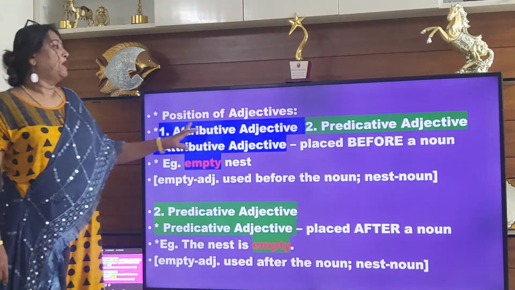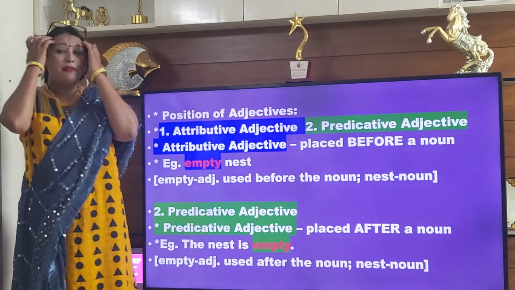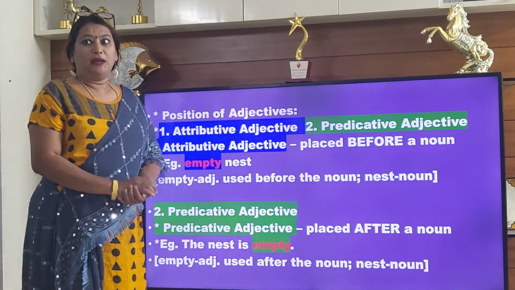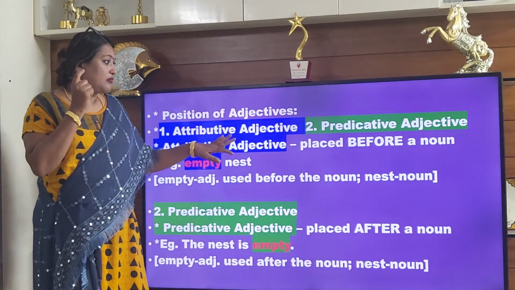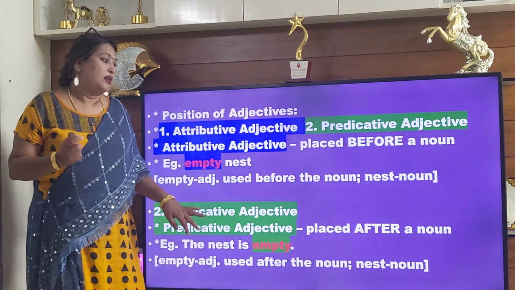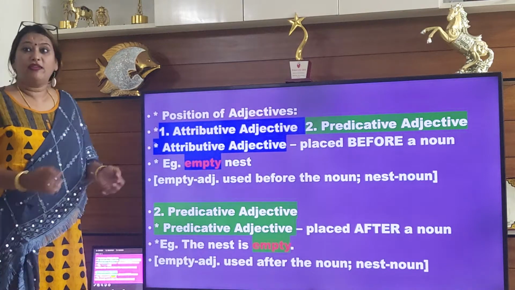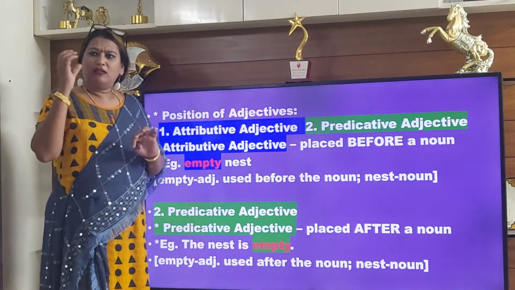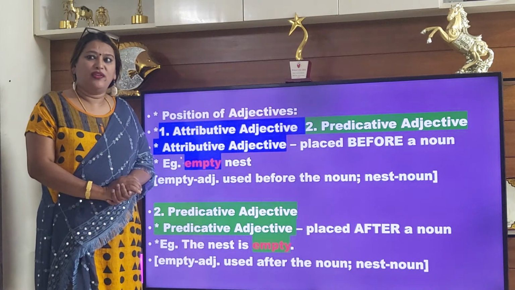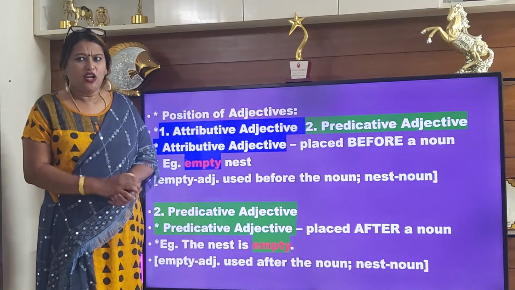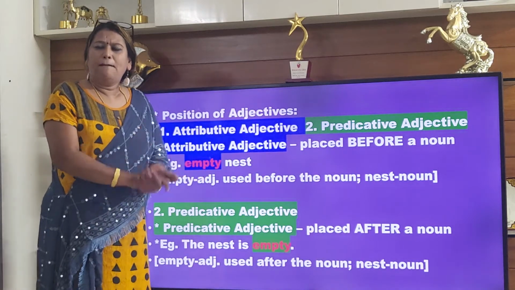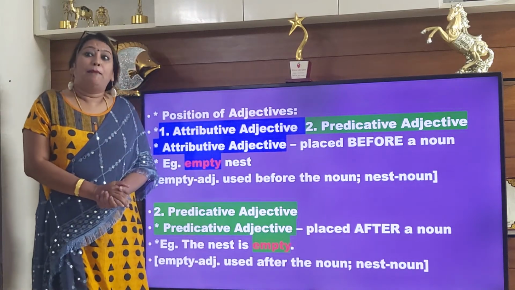Next we have position of adjectives. It's very important to know the proper positioning of the adjectives here. The placement of the adjectives is very important. Now, for example, see again, when it comes to position, what are we adding the adjectives to? We are adding it to the noun, right? So position means either it has to be before or after. But we know one thing very clearly.